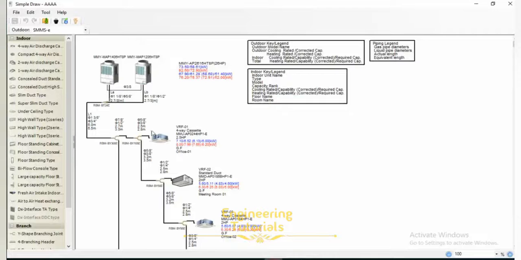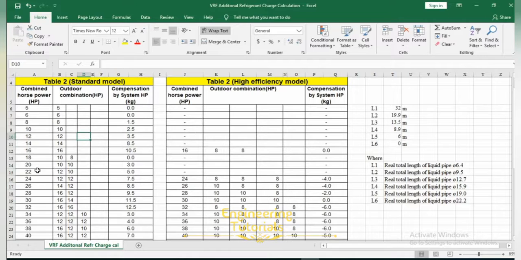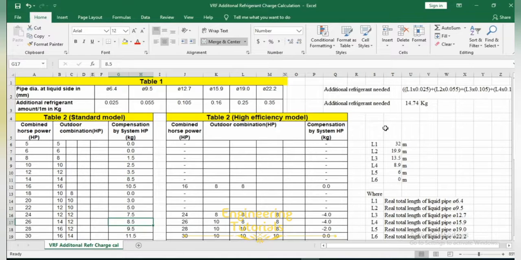And you know that this is the standard efficiency model we have used, not a high efficiency model. So this is the standard efficiency model table, and the outdoor unit which we have used over here is 26 horsepower, broken down into two outdoor units, 14 and 12, and you see that the compensation by the horsepower is 8.5. So this 8.5 you need to add over here to get the additional refrigerant needed for your piping.